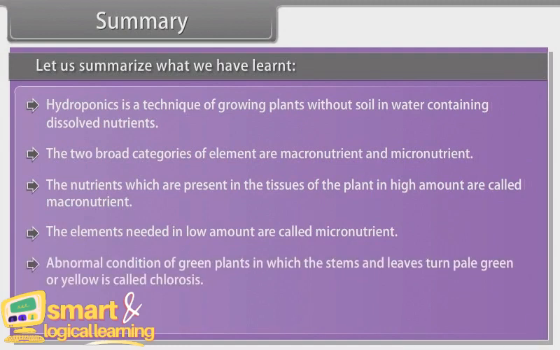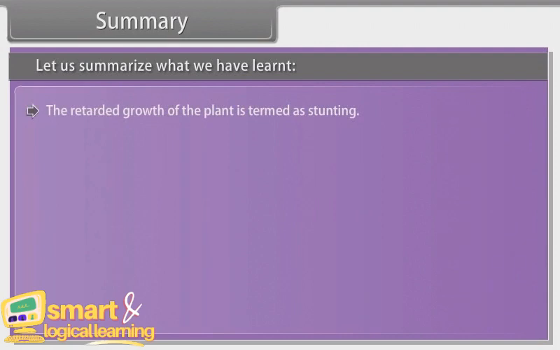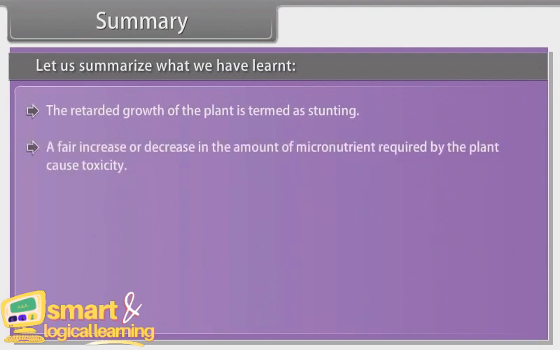An abnormal condition of green plants in which the stems and leaves turn pale green or yellow is called chlorosis. The localized death of tissue of leaves is called necrosis. The retarded growth of the plant is termed stunting. A fair increase or decrease in the amount of micronutrient required by the plant causes toxicity.